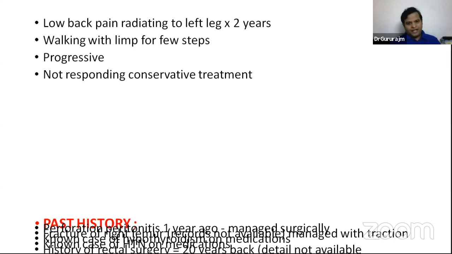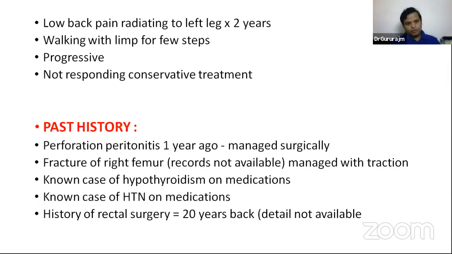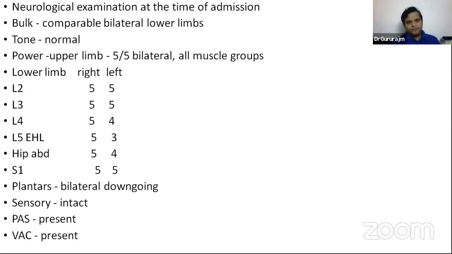And she had comorbidities. She had a lot of previous surgeries, peritonitis because of perforation, hypothyroidism, and a right femur fracture which was managed conservatively. So, a comorbid lady with typical lumbar canal stenosis symptoms with radiculopathy and claudication. On neurological examination, left EHL was 3/5, others were almost normal, and sensory was intact.